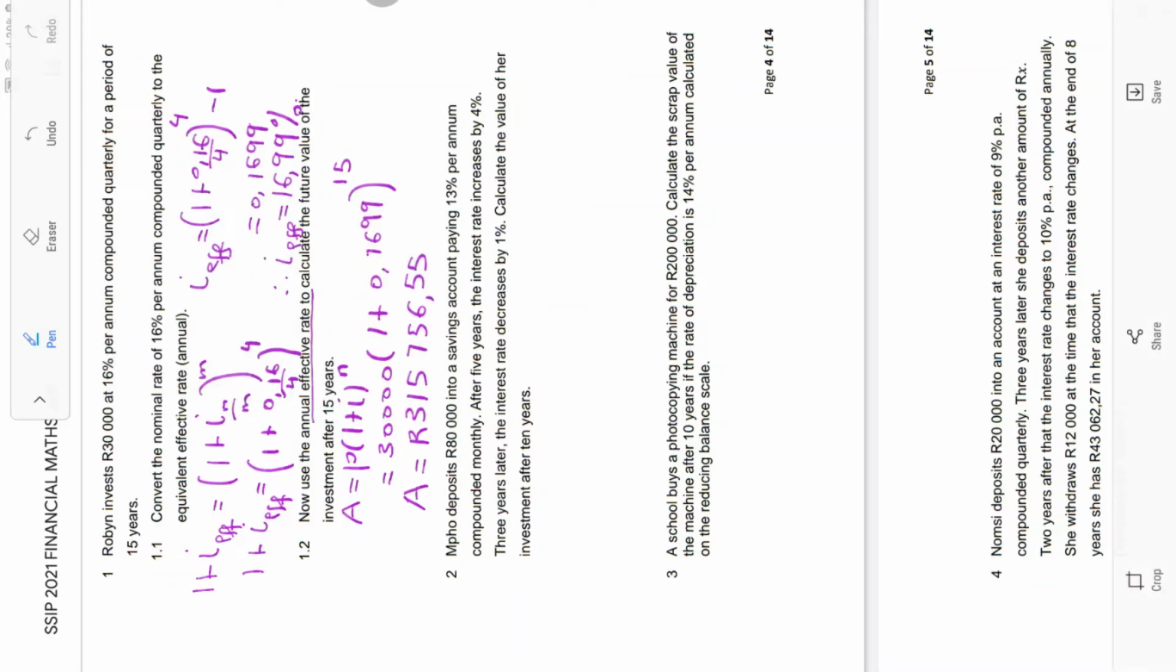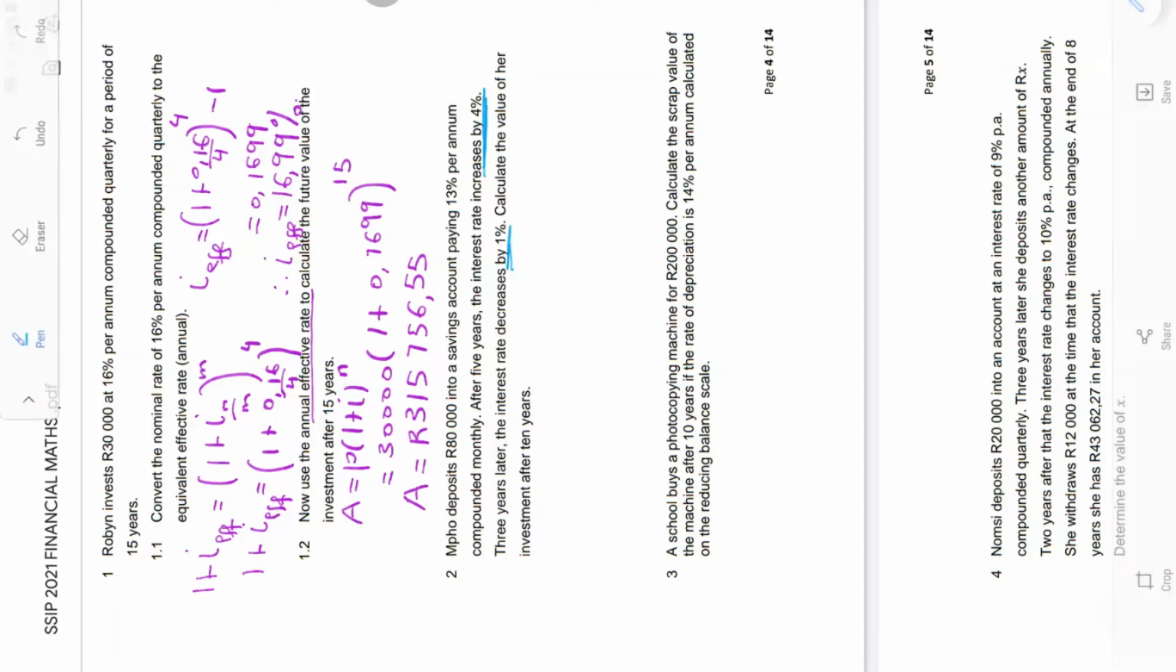Mpo deposits 80,000 rands into a savings account, paying 13% per annum, compounded monthly. After 5 years, the interest rate increases by 4%. This statement hereby is a trick in a question. 3 years later, the interest rate decreases by 1%. Calculate the value of the investment after 10 years.